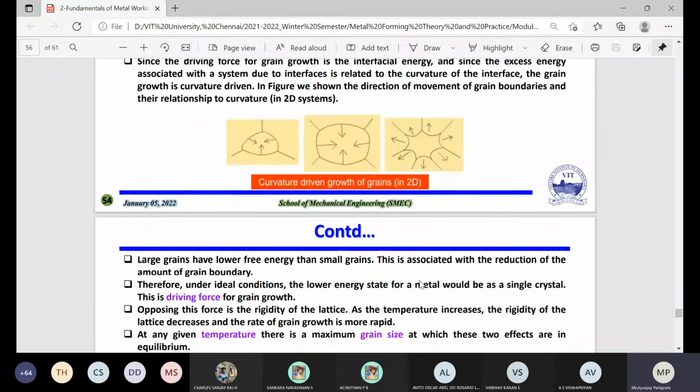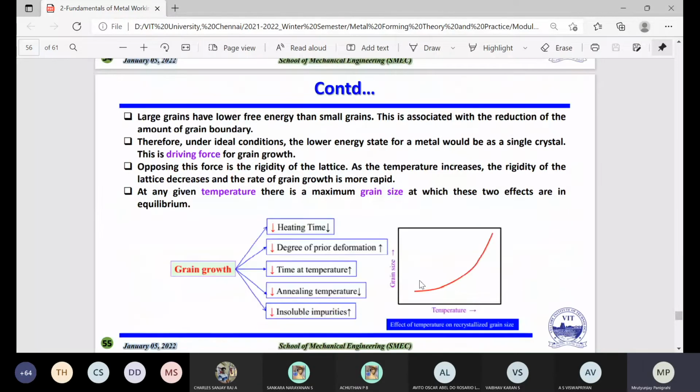Okay, and I have one more slide here. In grain growth, what is actually happening? What are the basic properties? I mentioned here, at any given temperature, there is a maximum grain size at which these two effects are in equilibrium. So you have to make it equilibrium, otherwise, if there is no equilibrium, you cannot sustain your grain, right? If the grain growth decreases, for example, all the left-hand side is grain growth, then at the same time the heating time will decrease, the degree of prior deformation will increase, the annealing temperature will decrease, and the insoluble impurities will increase.